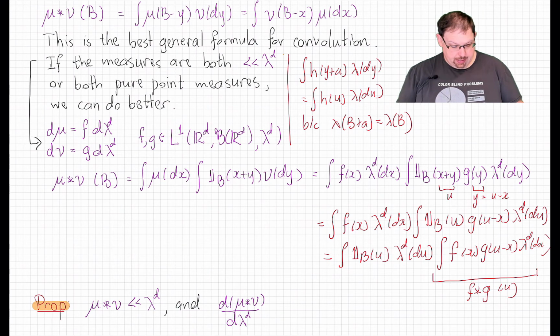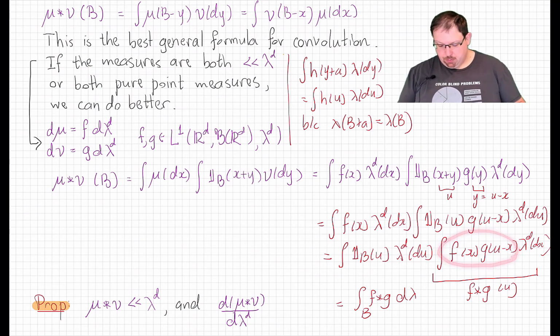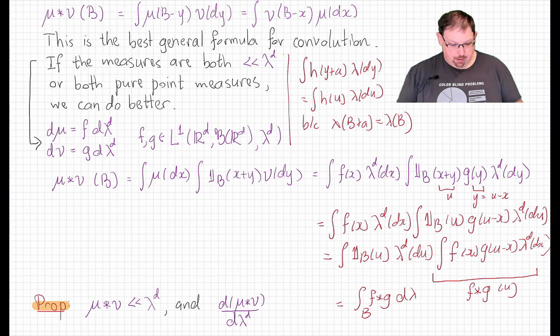Then this says that in order to calculate the measure of b with respect to the convolution here, I have to take this function and integrate it over b. So that's the integral over b of f star g d lambda. Notice that this function here is a non-negative function, because this product as a function of u is non-negative, given that f and g are.